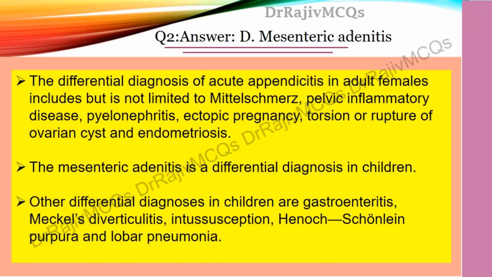The correct answer in question number 2 is option D. The differential diagnosis of acute appendicitis in adult females includes but is not limited to Mittelschmerz, pelvic inflammatory disease, pyelonephritis, ectopic pregnancy, torsion or rupture of ovarian cyst, and endometriosis. Mesenteric adenitis is a differential diagnosis in children. Other differential diagnoses in children are gastroenteritis, Meckel's diverticulitis, intussusception, Henoch-Schonlein purpura, and lobar pneumonia.